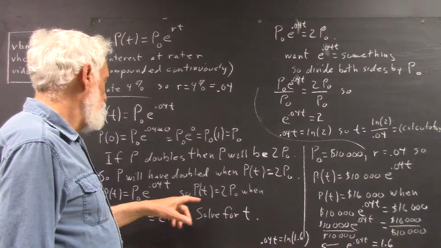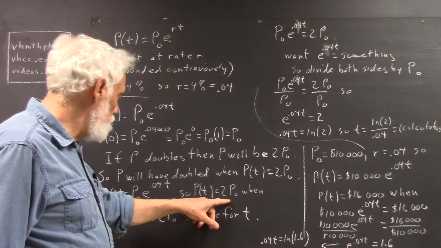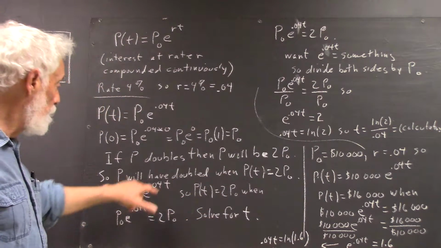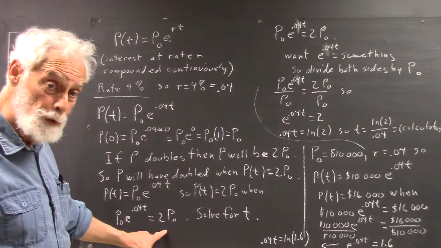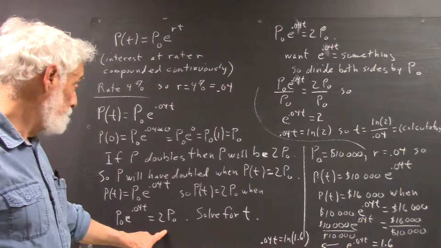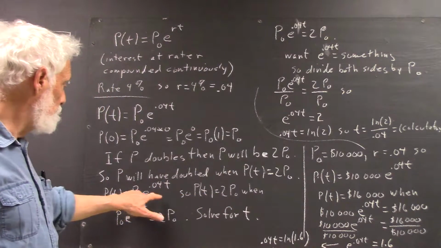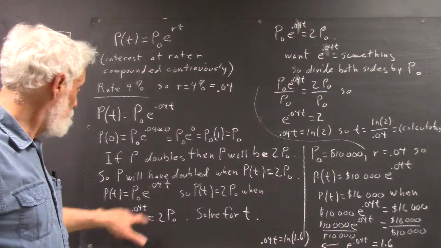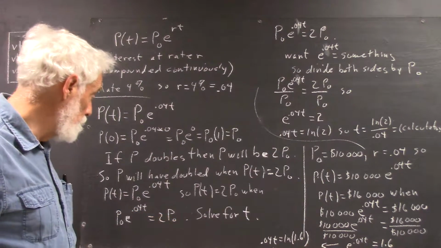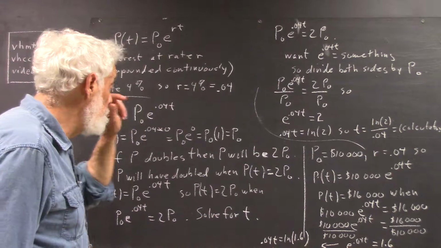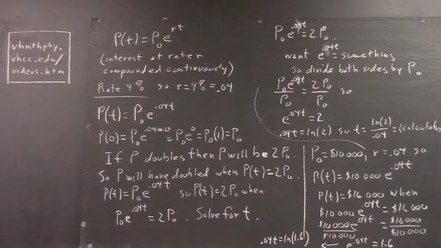So p of t equals 2p naught when what? When p naught e to the 0.04 t equals 2p naught. P of t equals this expression, so this expression equals 2p naught. And we have to solve that for t. How do we solve that for t?